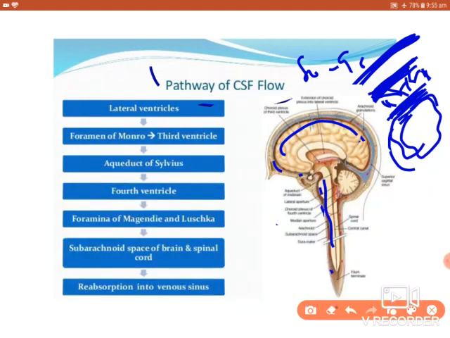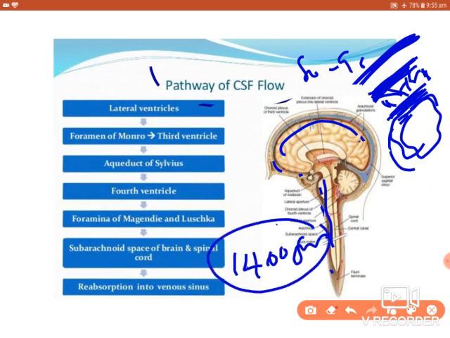So the weight of the brain gets reduced. On average, the weight of this brain is 1400 grams. Due to this floating of the brain in the cerebrospinal fluid, it gets reduced to 50 grams. So you can feel only this 50 grams.